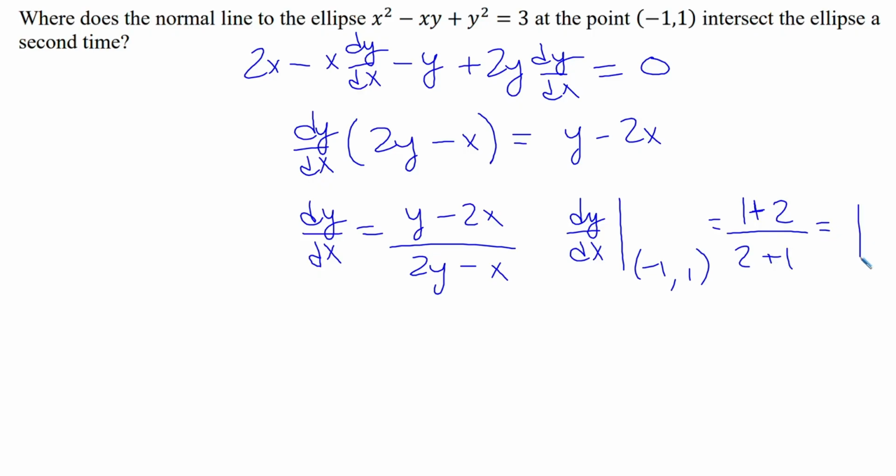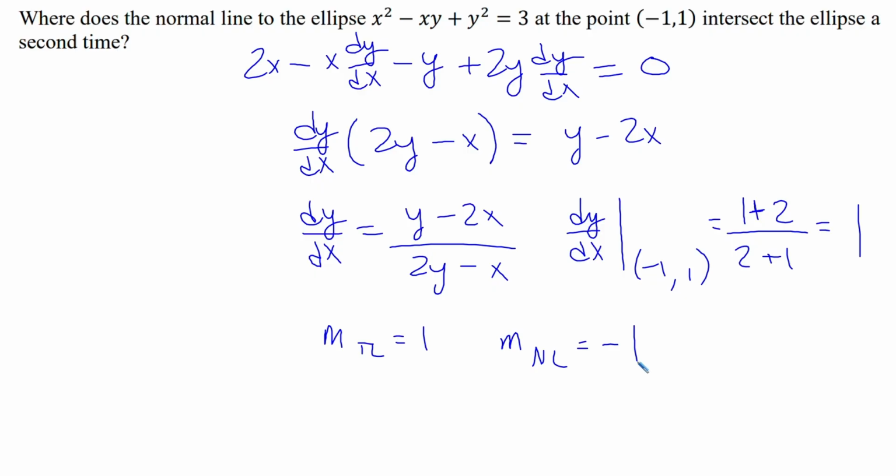So we get 3 over 3, which is just 1. So the slope of the tangent line is just 1, which means that the slope of the normal line, which is the one we're concerned about, is the opposite reciprocal. It's negative 1.